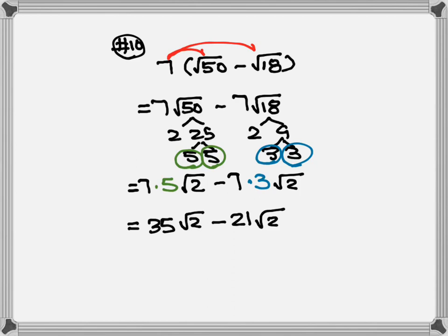After that, you look at the number inside the square root. Both are square root of 2. The numbers are the same, so therefore you can add or subtract the numbers outside. So 35 minus 21 gives you 14. Keep the square root of 2. Next, let's look at number 14.